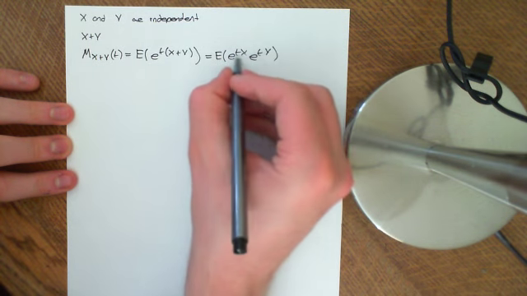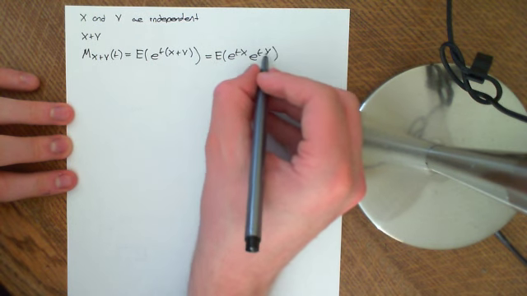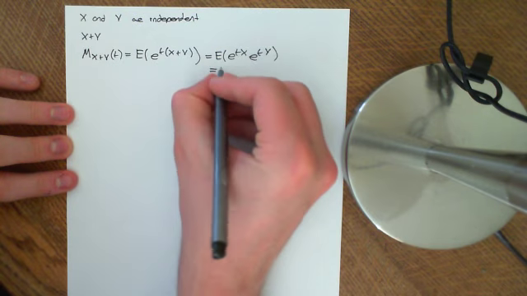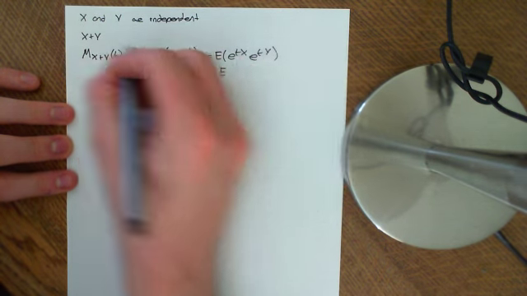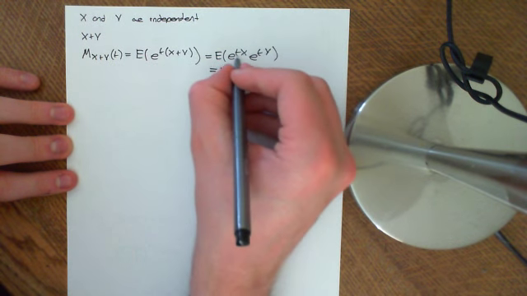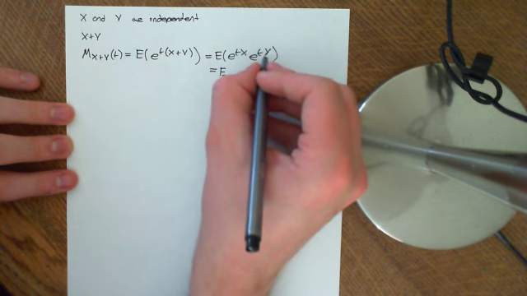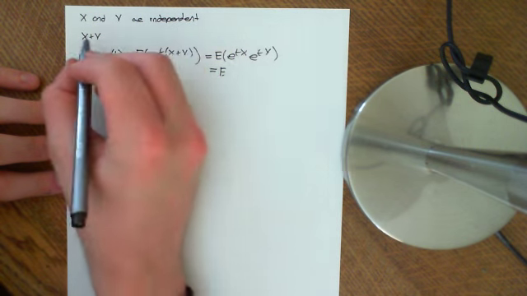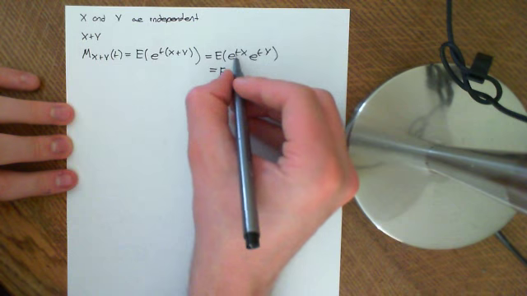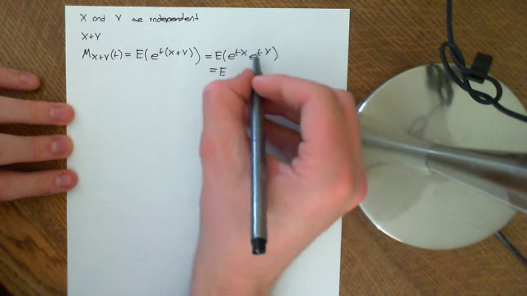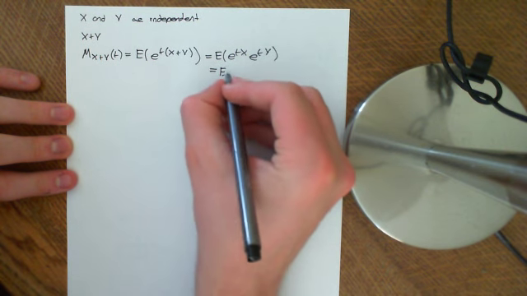Now, if x and y are independent, then this splits up, and it implies that e to the t x and e to the t y are also independent, because if x does not affect the outcome of y, then how can e to the t x affect e to the t y?